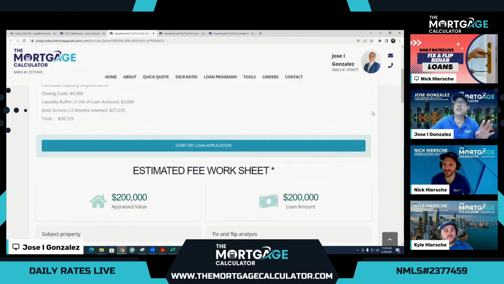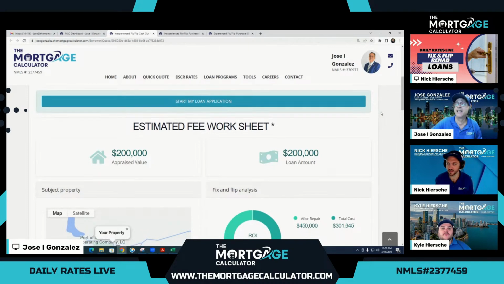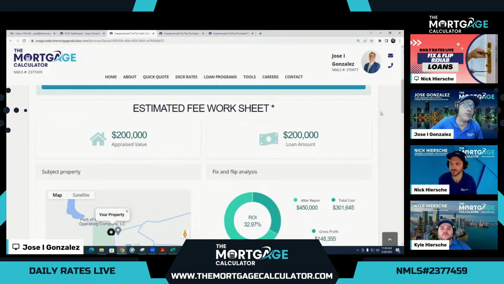Now, this is something a little bit different. This is an actual request that I received the other day from one of the teams saying they had a borrower that has a property free and clear, right? He bought it for cash for $200,000, and now he needed $100,000 to do repairs on his free and clear property.